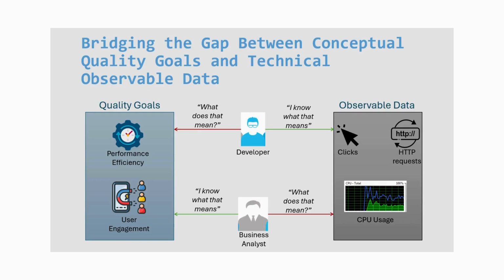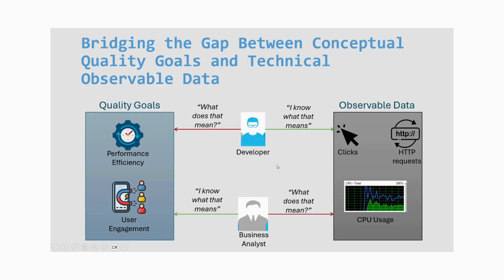While some technical stakeholders like developers can capture raw data and understand it, like click events, they might actually struggle to see how these figures translate to overall quality in terms of quality goals. Meanwhile, non-technical stakeholders like business analysts, let's say, define quality in abstract terms and they manage to understand it. However, they may struggle to see how these goals can be translated to concrete technical observable data to evaluate them.